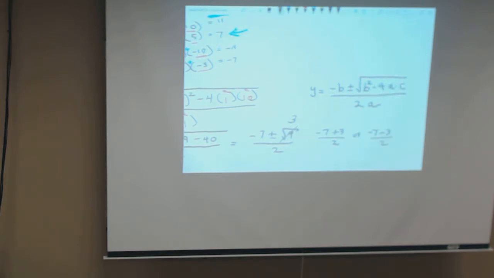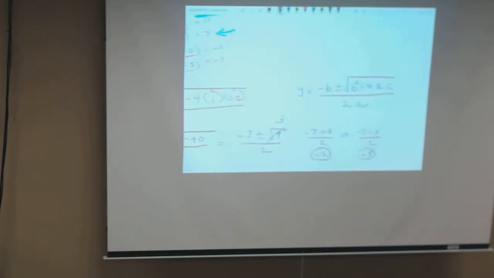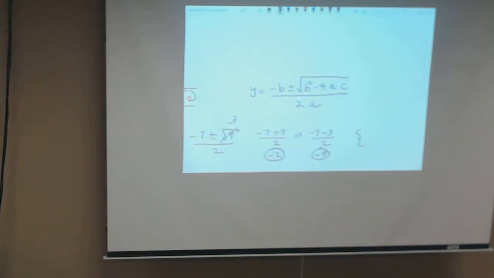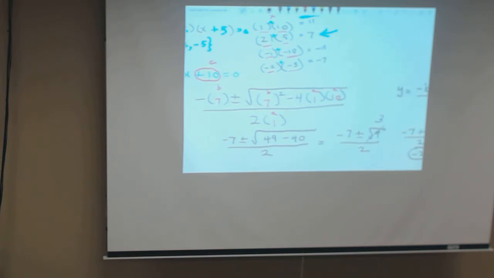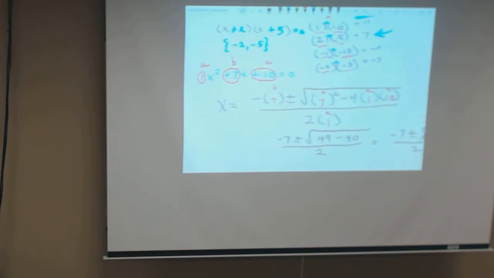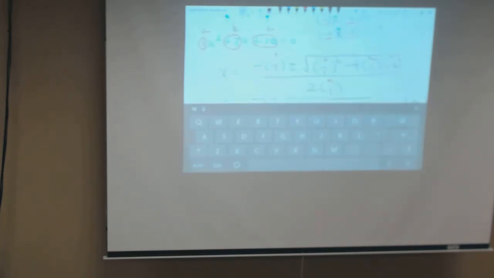So -7 plus 3 is -4, so this is -2. And -7 minus 3 is -10, so this is -5. Or, if they said solution set, you would go -5 and -2. That's the solution set. Is that right? Which one is that? X squared, 16, -5 or -2. All right.